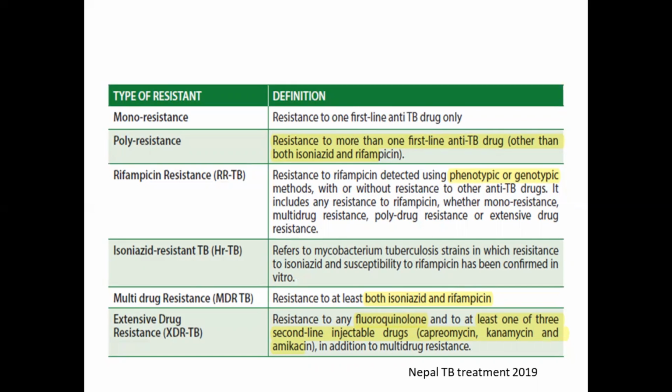If the patient has got resistance to at least both isoniazid and rifampicin, they are known as multi-drug resistant tuberculosis. And there are other terms like rifampicin resistant tuberculosis and isoniazid resistant tuberculosis. And the patient is said to have extensive drug resistance if the patient has resistance to any fluoroquinolones and to capreomycin, kanamycin, and amikacin in addition to multi-drug resistance.